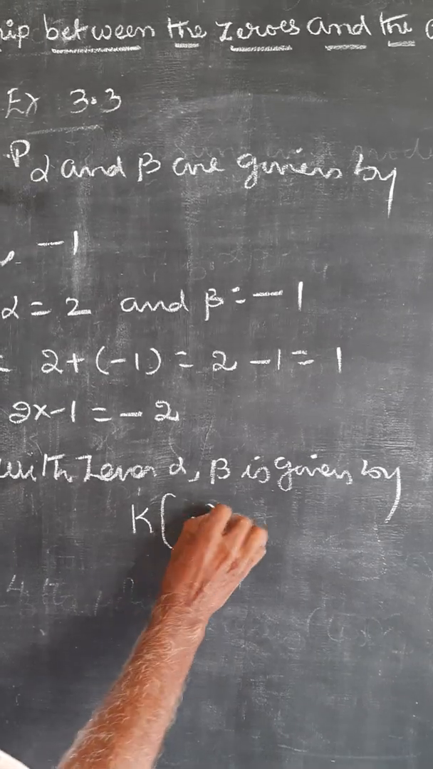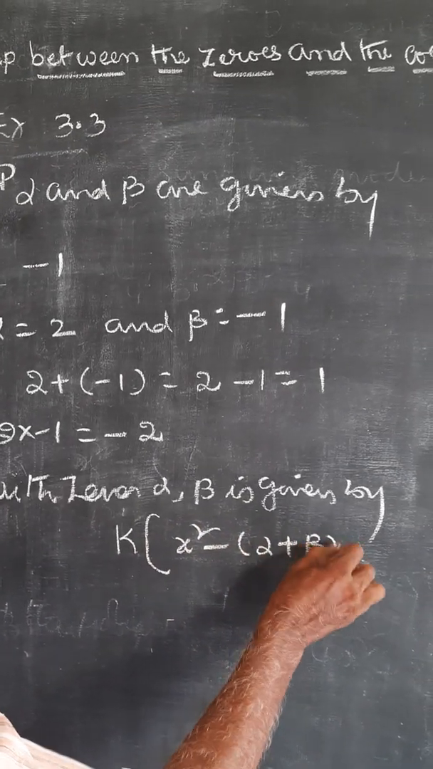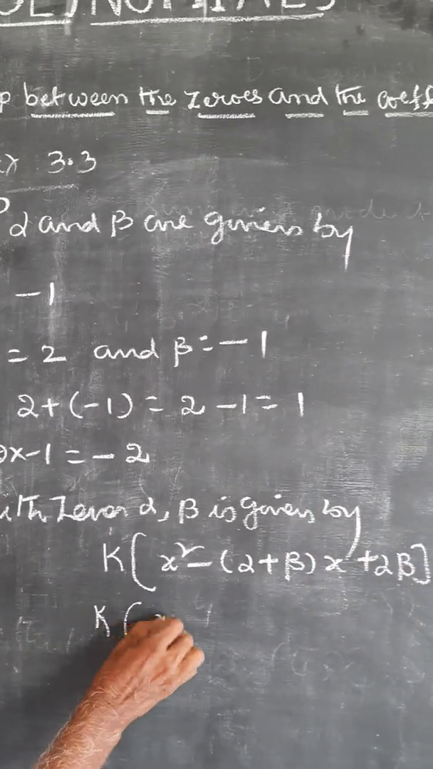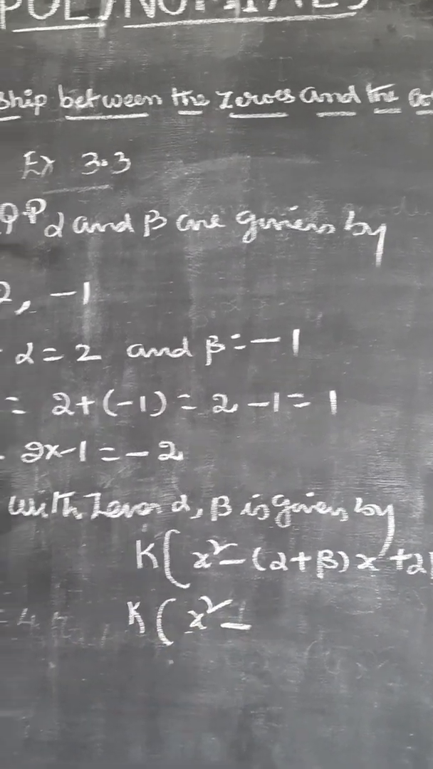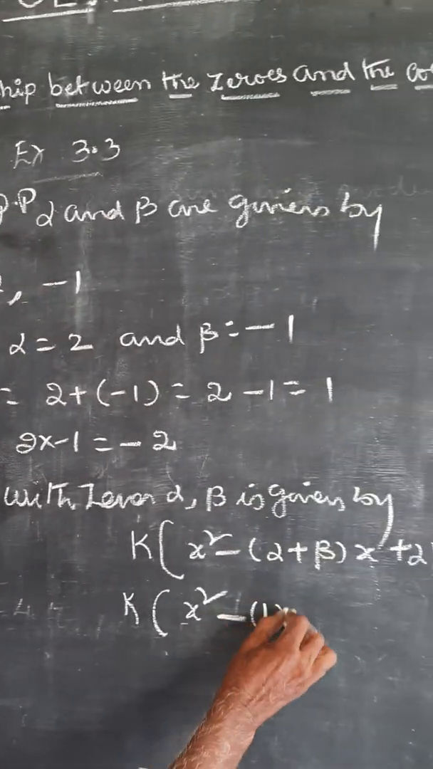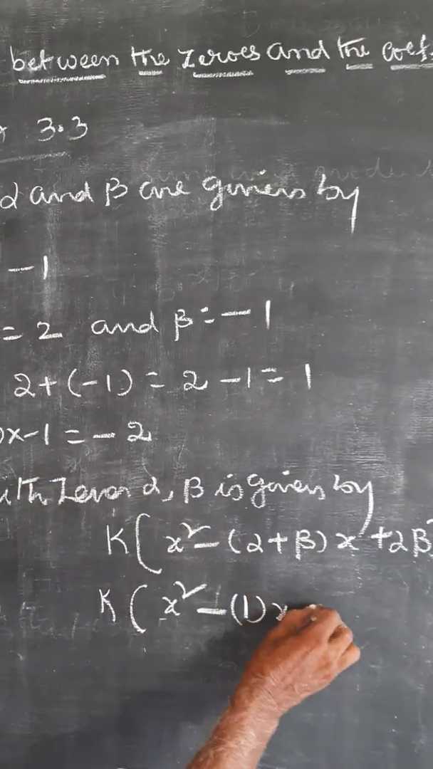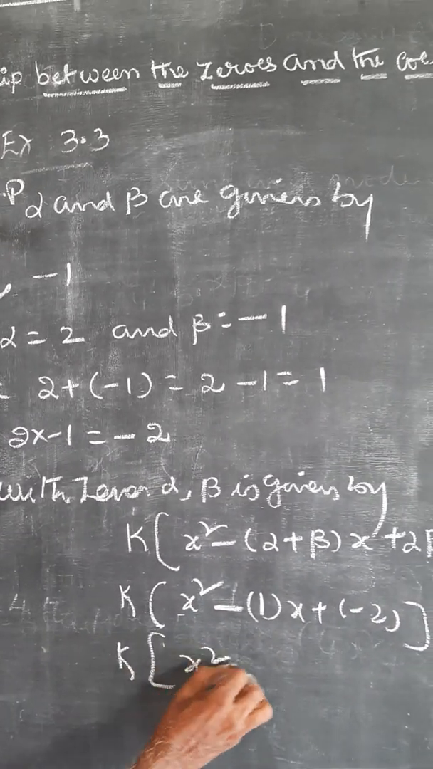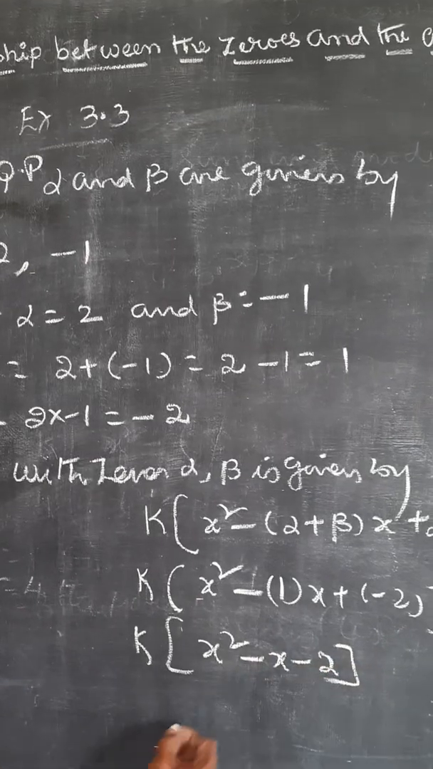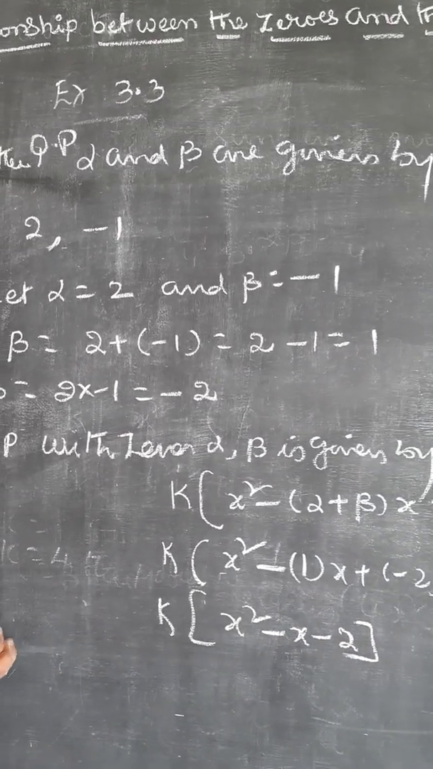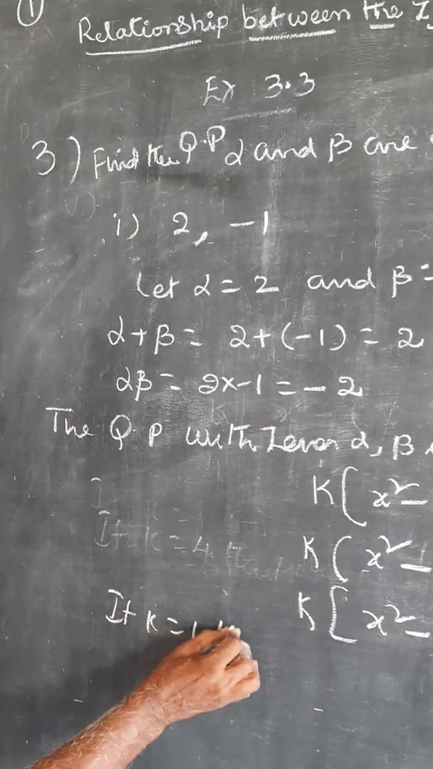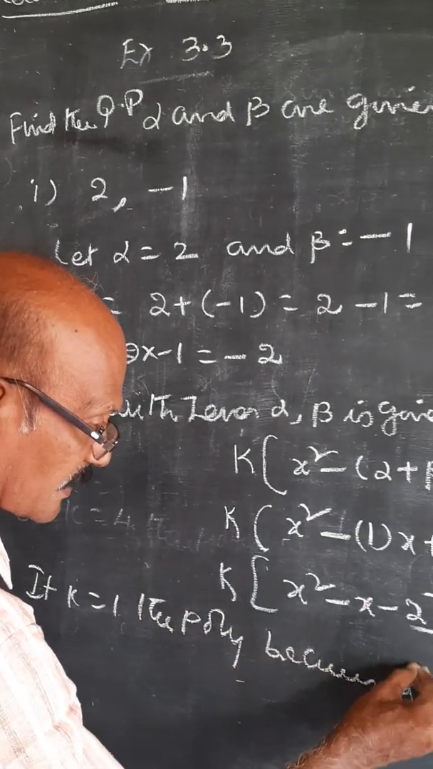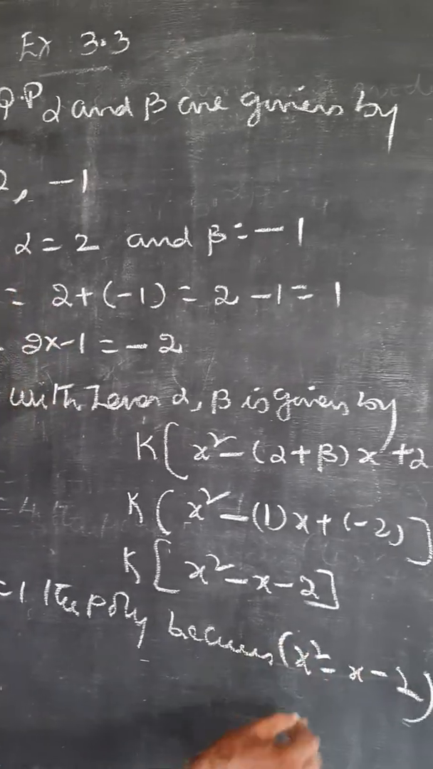k times x² minus (alpha plus beta) into x plus alpha beta. So k times x² minus the alpha plus beta value 1 into x plus the alpha beta value minus 2. So k times x² minus x minus 2. Therefore, take k value 1. If k is equal to 1, the polynomial becomes x² minus x minus 2.